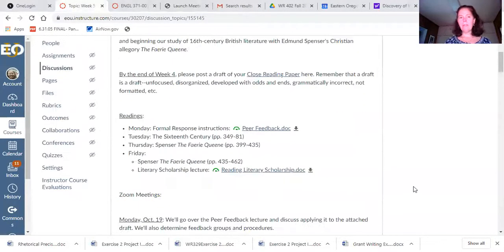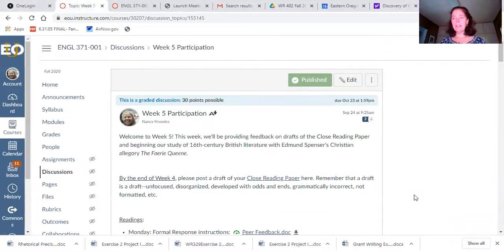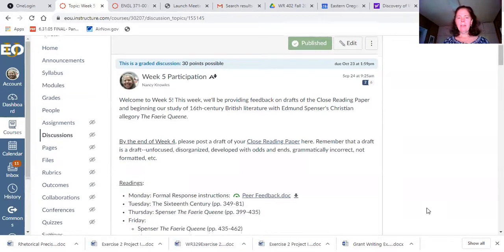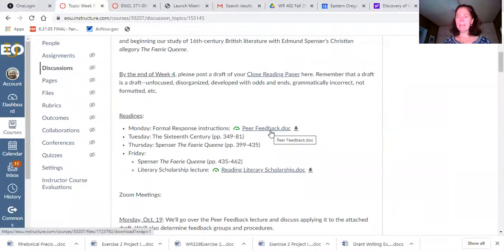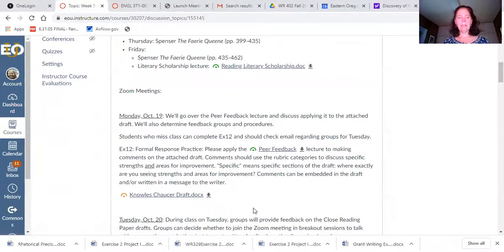Okay, so what I'd like you to do, and I'm going to screen share just to show you, is go to the week 5 participation discussion board, because there are 2 documents there that I want to use today, and you'll want to have access to them. The first one is the peer feedback instructions. They're both Word documents, so I'll go over that first. And the second one is this document, Knowles Chaucer draft. It's just a rough draft of, again, a close reading paper. So it would be good to have those 2 things open.